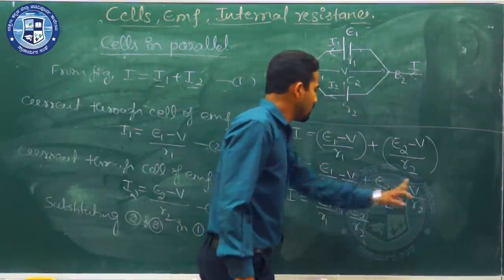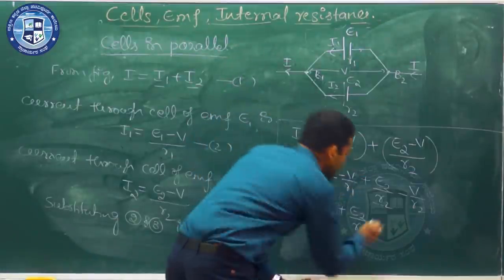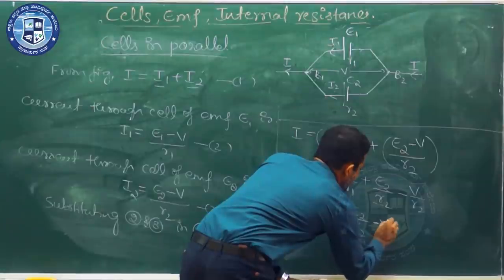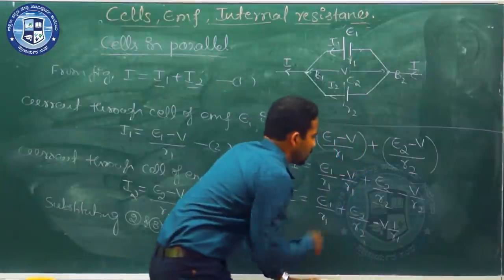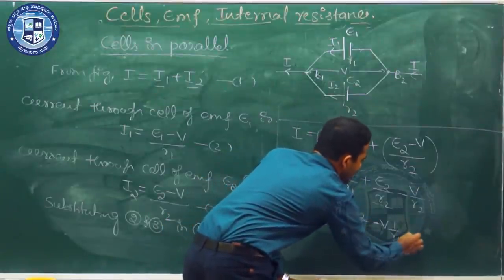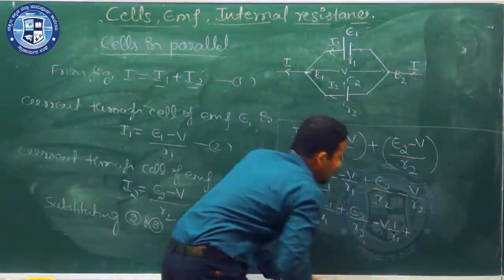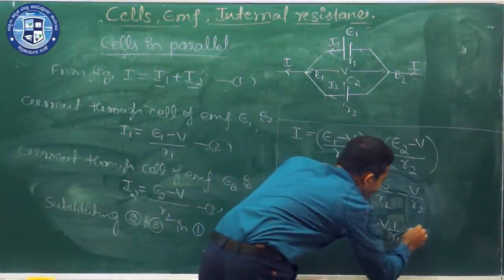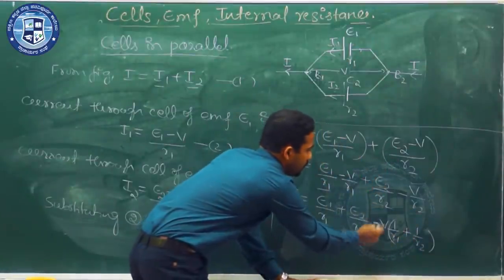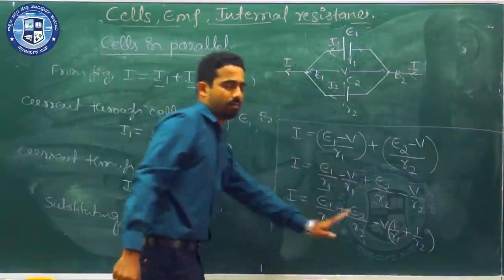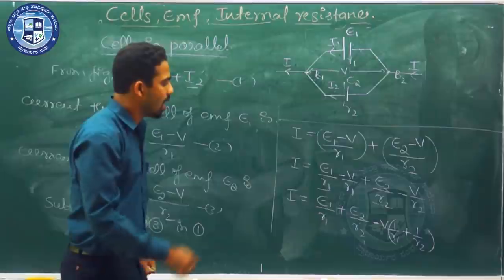In both the terms we have minus V as common. Take it outside. See, minus V divided by 1 by R1 minus V by R. I have taken the minus V as common here. So V remained where the 1 by R2. If you multiply this, you should get these terms. So you get minus V into 1 by R1 plus 1 by R2.